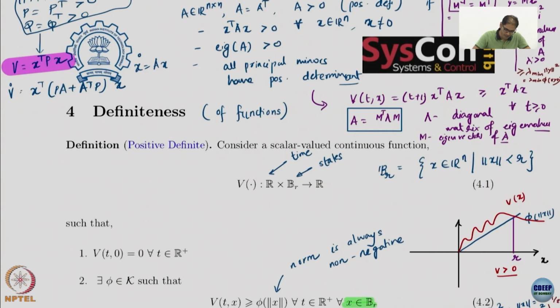So definiteness, what does it mean? Positive definiteness requires that you have a scalar valued continuous function of time and of some states belonging to a ball of radius r. We have already spoken about the ball of radius r. If you use different norms, you will get different shapes here. In general you can think of it as an ellipse or a circle, but you can also get a square or a rhombus depending on the norm you choose. But we keep calling it a ball of radius r. Otherwise we have to say neighborhood and all that, which makes life a little more complicated.